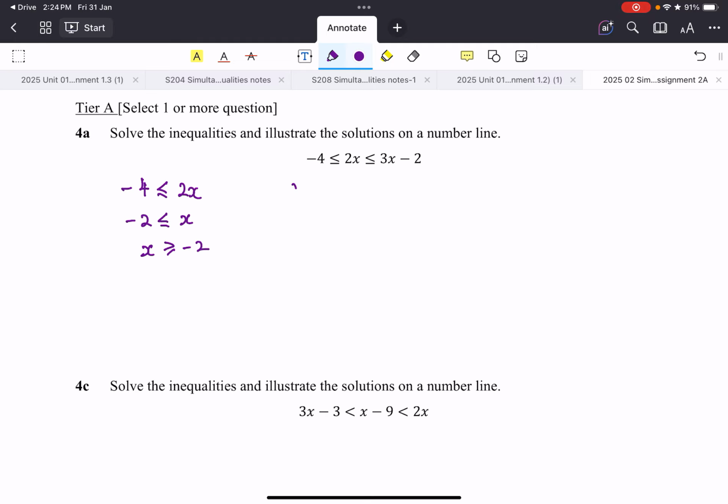Now on the other side, we have 2x is less than or equal to 3x minus 2. That gives us x is greater than or equal to 2. There we go. Very quickly, right?